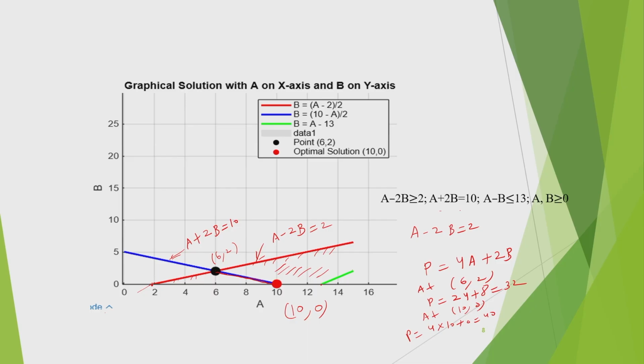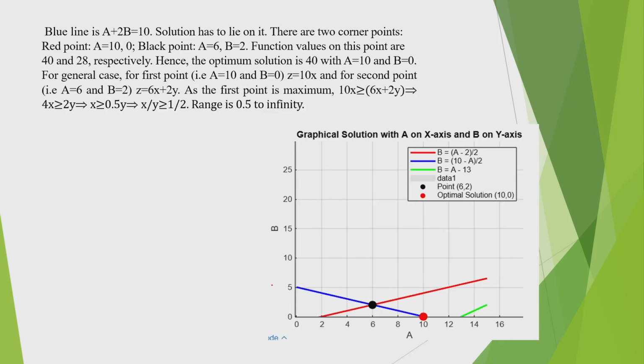Here it is given as this one, 10, 0. So that is the optimal solution you have obtained by this one. The blue line is a plus 2b, and the solution has to lie on it.